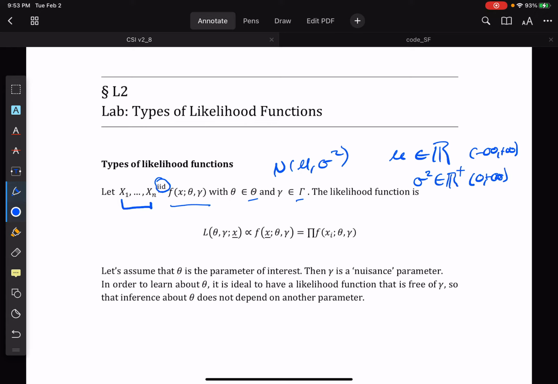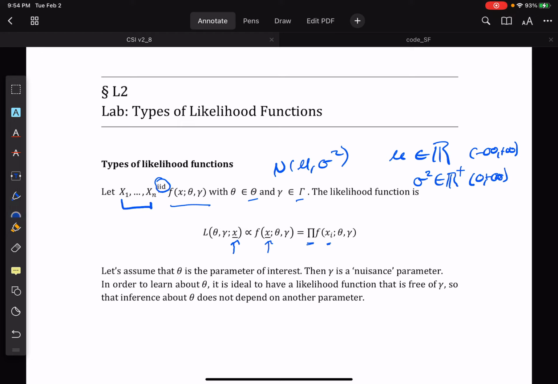And the likelihood function, of course, emphasizes the parameters over the data. So if we turn this into a likelihood function, we get capital L of theta, gamma given the observed data. Notice that's a lowercase x. And that's proportional to this likelihood function here. Here I'm using this vector notation for the data. Since everything's independent, it's just the product over all the individual x_i's.